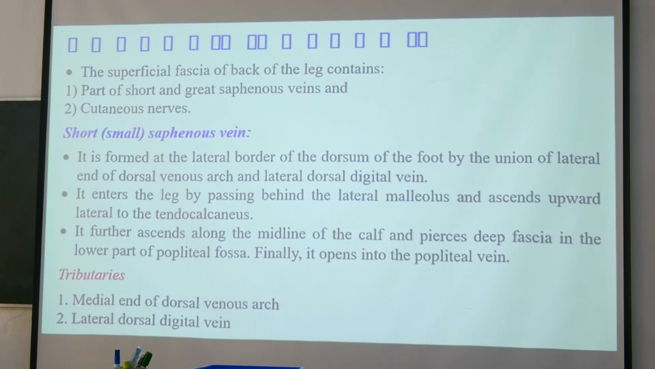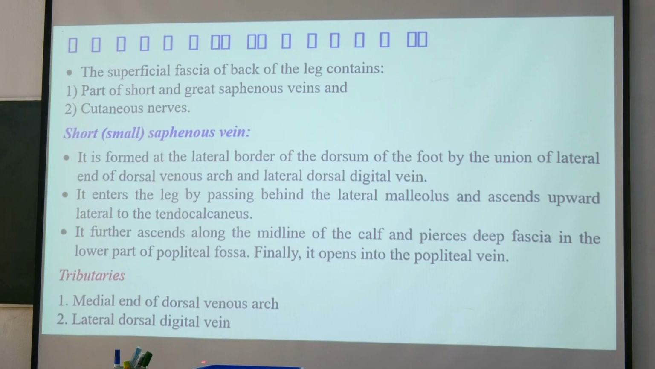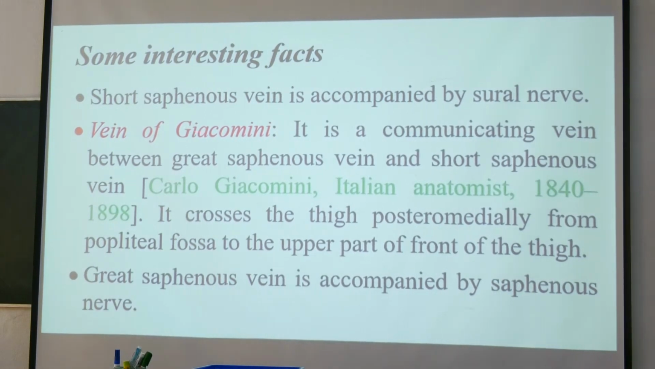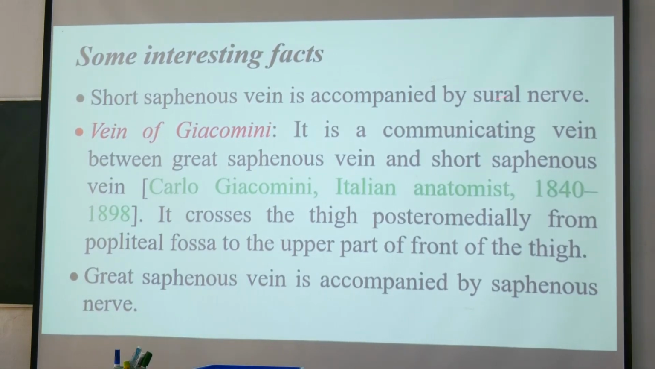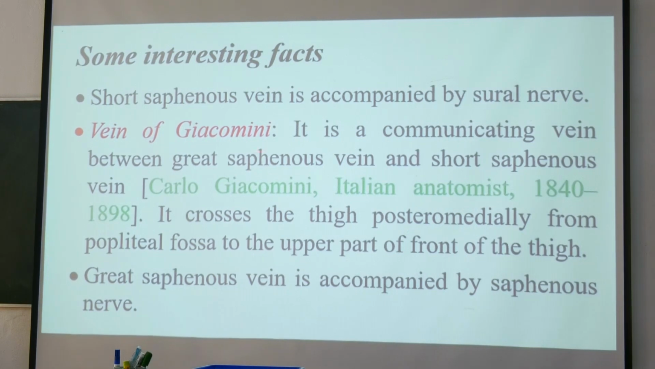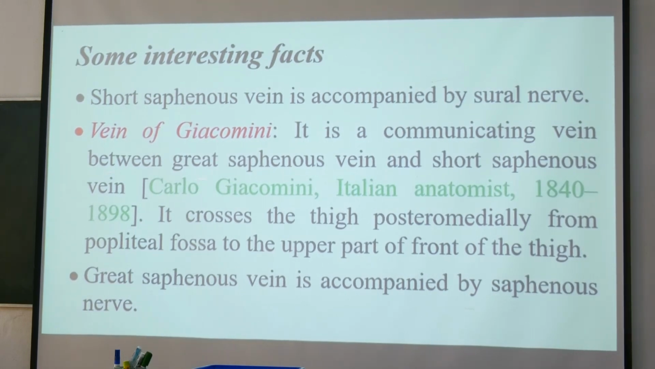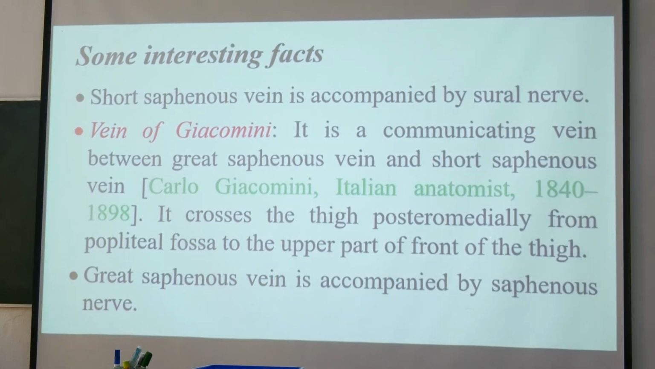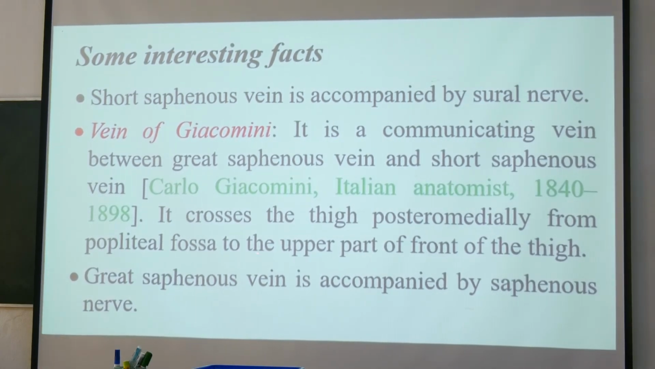What are the tributaries? Medial end of dorsal venous arch, lateral dorsal digital vein, the formative tributaries mainly. Okay. Short saphenous vein is accompanied by sural nerve. Sural nerve is a cutaneous branch from the tibial nerve. And vein of Giacomini is a communicating vein between great saphenous vein and short saphenous vein. Okay, it crosses the thigh posteromedially from popliteal fossa to the upper part of the front of the thigh.